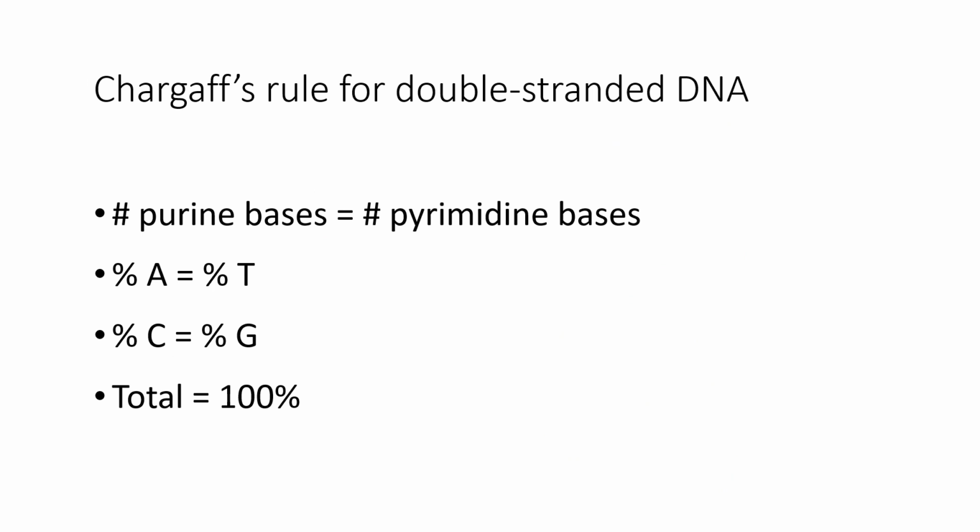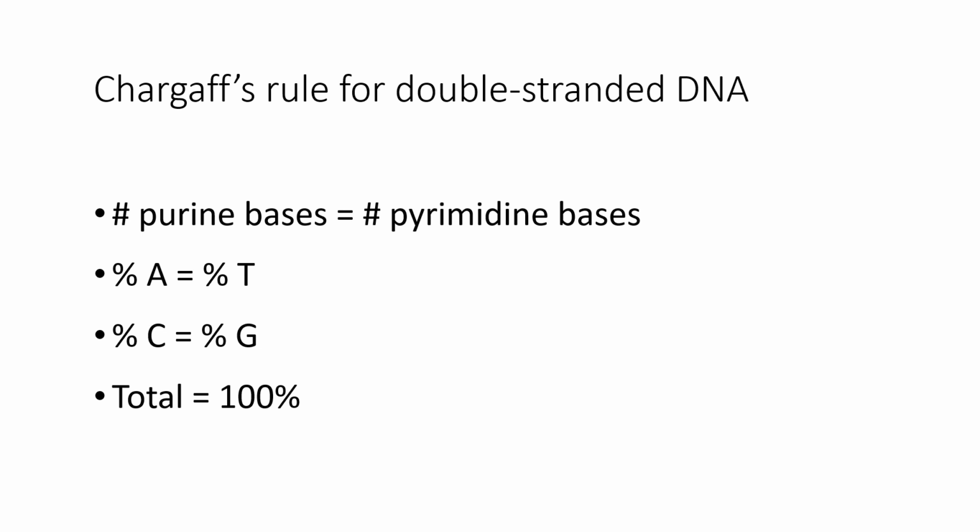So one convenient thing about DNA is that because we know adenines always bond to thymine and cytosines always bond to guanines, we can know how much of each base we have in any particular DNA molecule, as long as we know how much we have of one particular base. This is called Chargaff's rule for double-stranded DNA. Chargaff's rule states that the number of purine bases will always equal the number of pyrimidine bases.